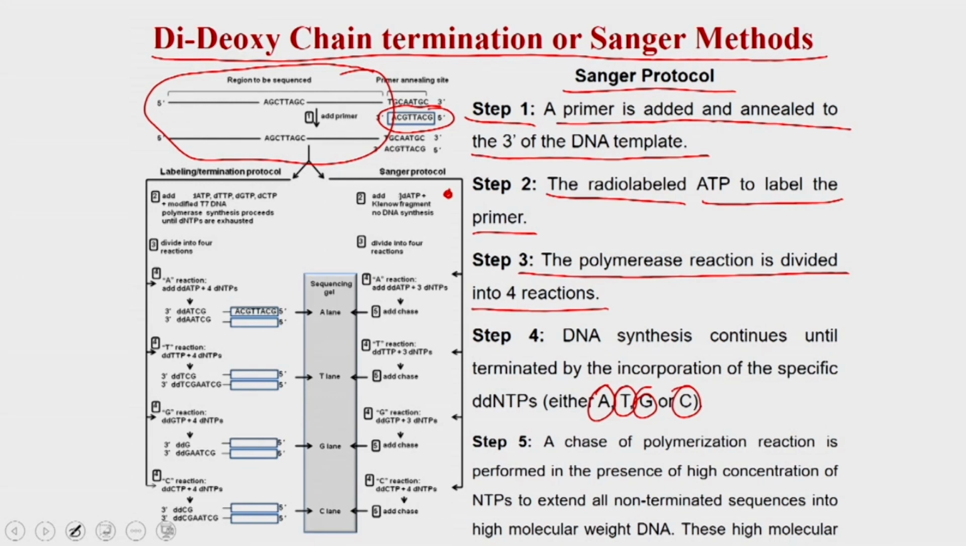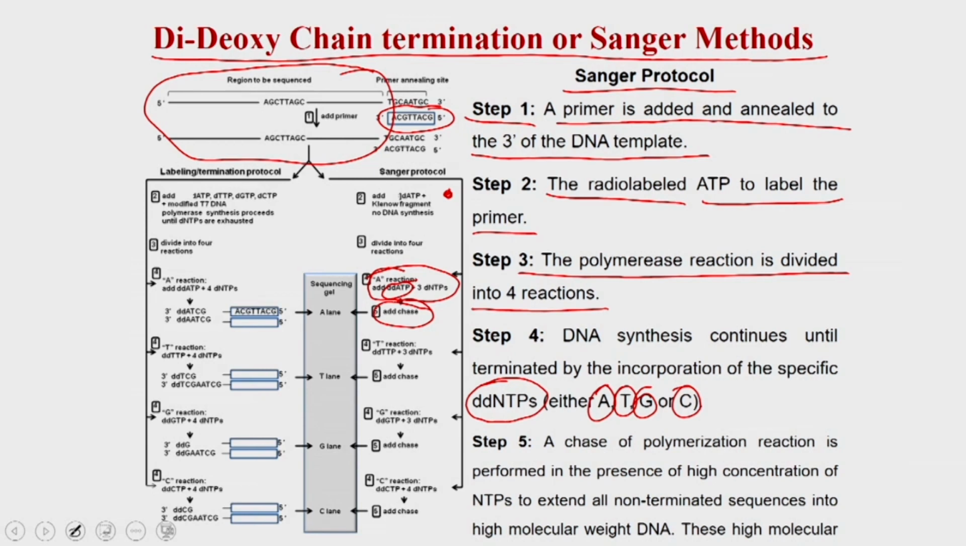So, you are going to do the reactions for all the 4 nucleotides by using the different types of dideoxynucleotides, which means if you are doing a reaction for adenine, you will add all other 3 nucleotides, which means you are going to add guanine, cytosine and thymine, but you are also going to add the dideoxy adenine triphosphate. Then you add the chase, which means you are going to allow these reactions to happen.